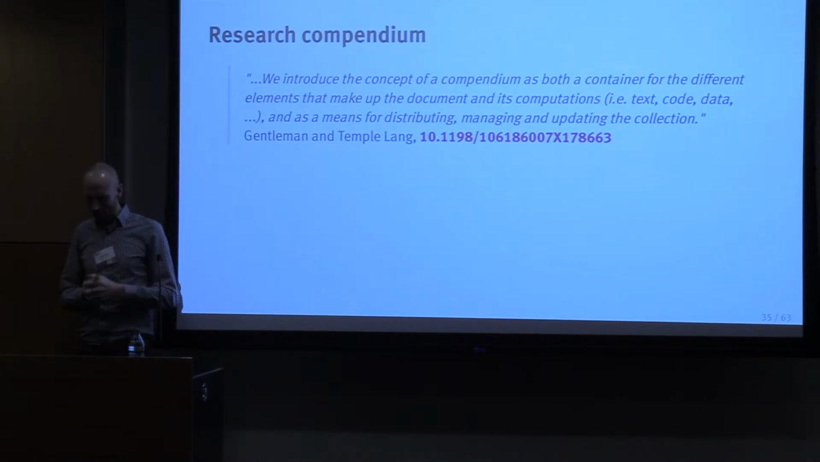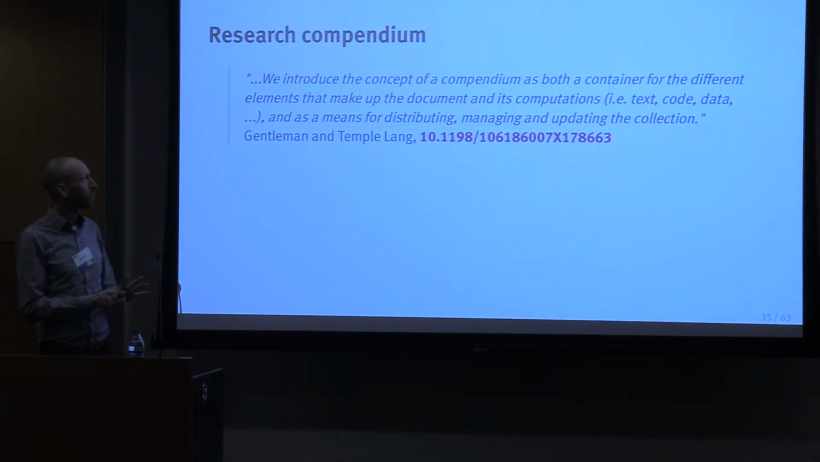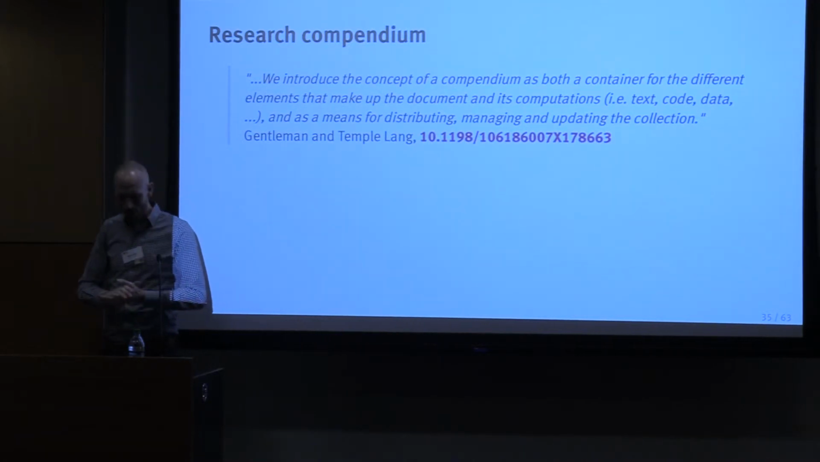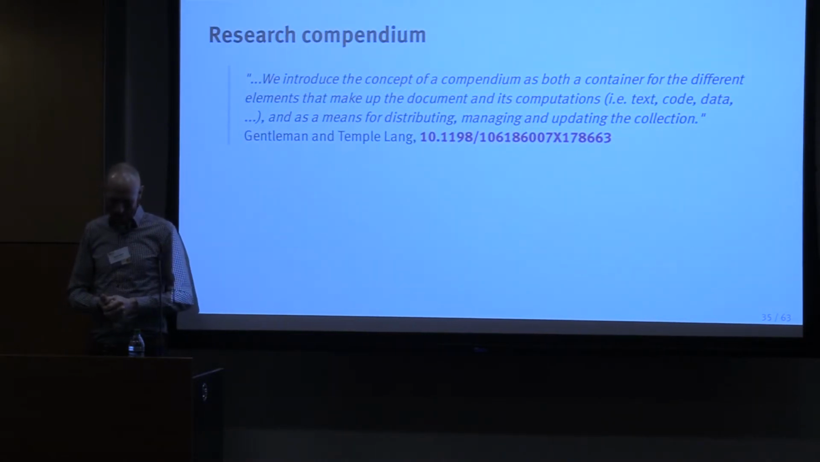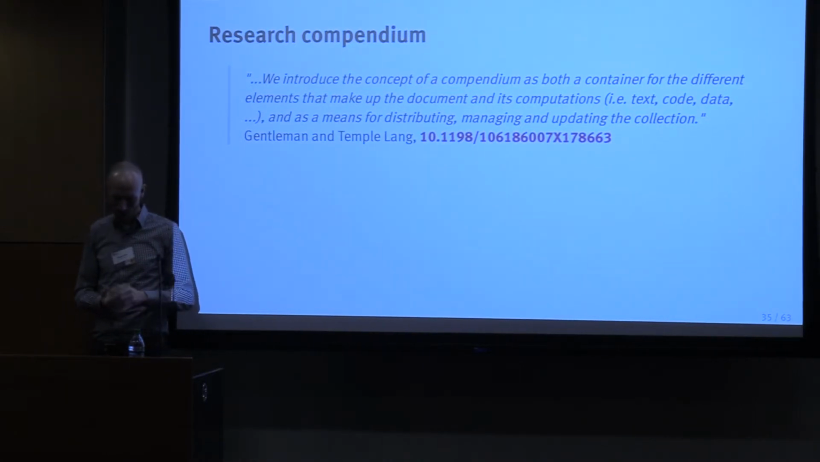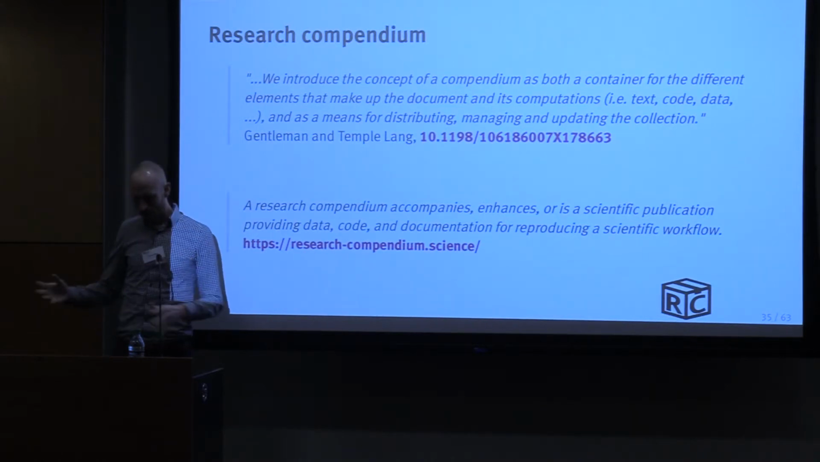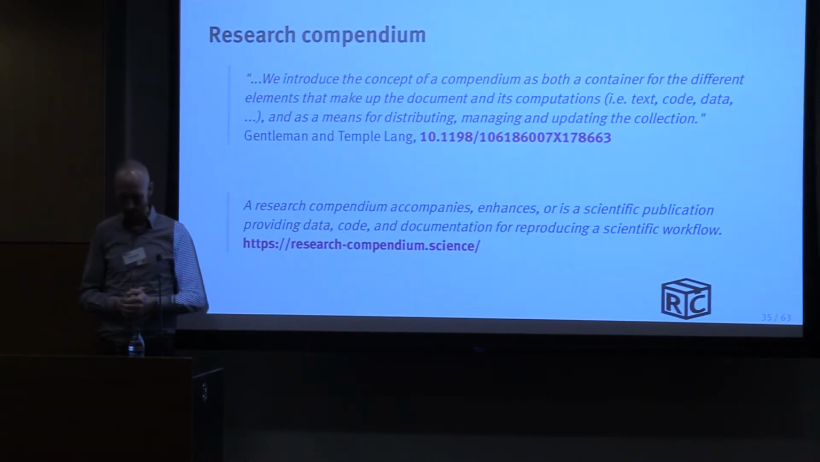But one more higher level concept here, and I think a very useful approach for reproducibility, is the idea of a research compendium, also introduced by Gentleman and Temple Lang. He uses the term container here, and he doesn't mean the Docker container. It's a generic container. And the term compendium is for the different elements that make up the document and its computations, so text, code, and data, and a means for distributing, managing, and updating this collection of things. A more broader definition we've put on researchcompendium.science. So if you want to learn more about research compendia, you can go there. There are a lot of papers and resources linked there.